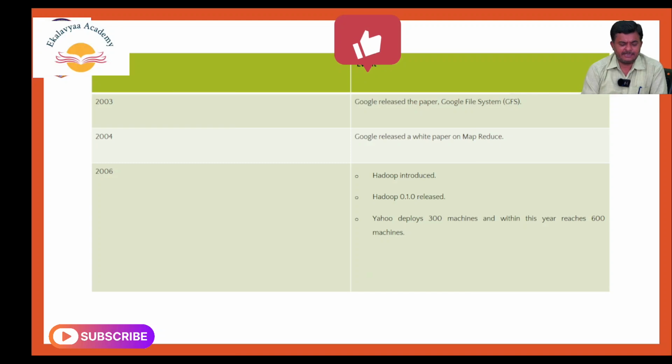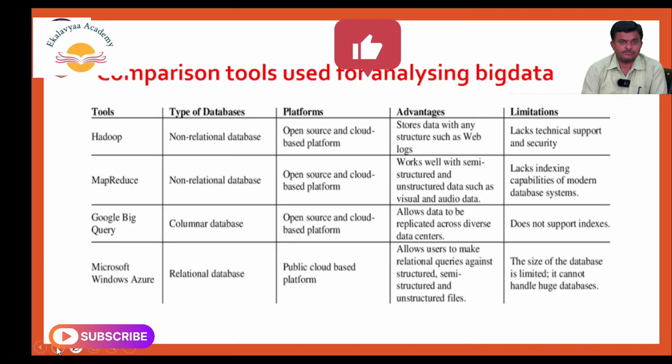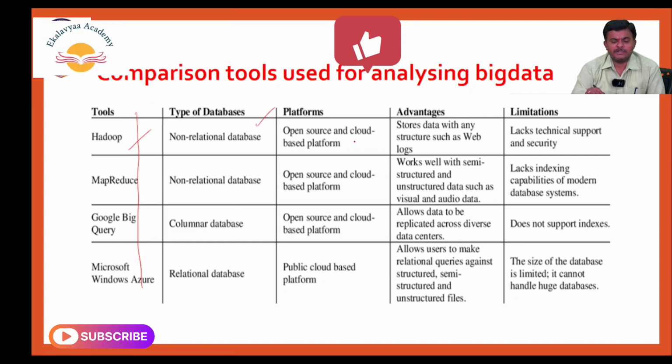So this is again the history of Hadoop, which I have seen earlier. We'll see some comparison of tools used for analyzing big data. So these are several tools. First we'll see Hadoop. Hadoop is a non-relational database system. It's an open source and cloud-based platform. Advantage: stores data with any structure, such as weblogs also. Limitation: lacks technical support and security. As it is an open source system, we may not get complete technical support for the tool.